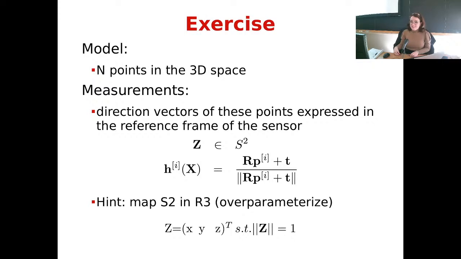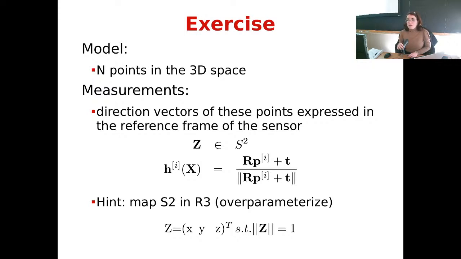In this exercise, we have points in the 3D space. As usual, we have points in the world frame in the 3D space. And we have a set of measurements. In this case, the measurements belong to a manifold and to a non-Euclidean space. Why? Because we assume that instead of having points in the sensor, in the robot frame, we only have direction vectors of the points expressed in the reference frame of the sensor.